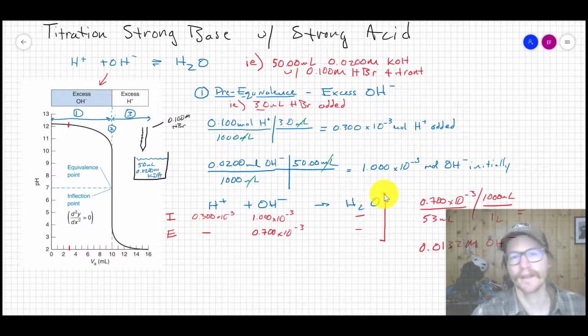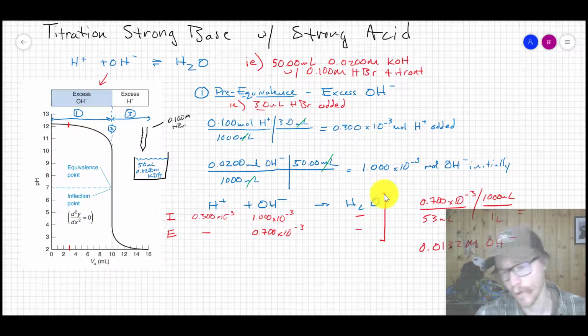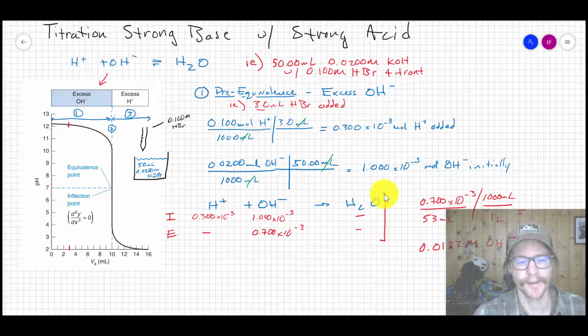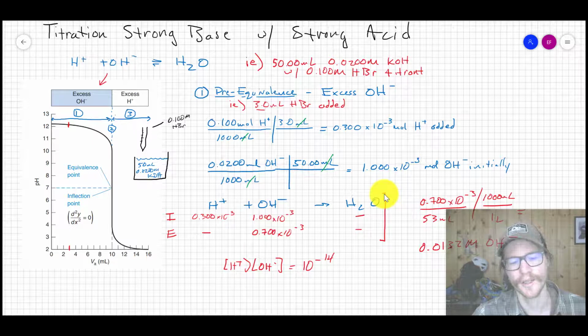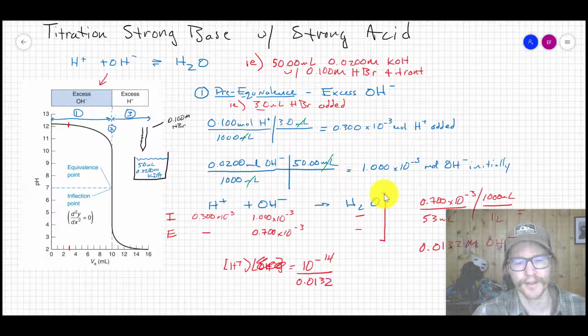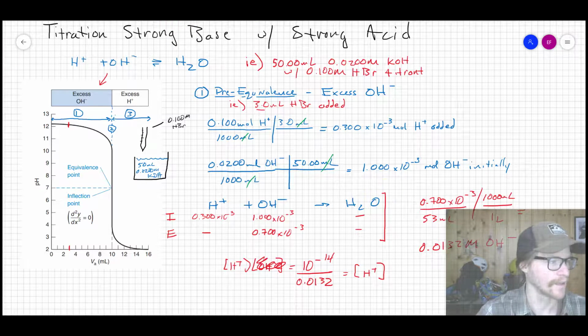So you can do this two different ways. You can either take the negative log of this and get pOH and then subtract that from 14 to get pH, or you can do that in the non-log space, which would mean to take the value, since we know that proton concentration times hydroxide concentration equals 10 to the minus 14, we could divide that value into 10 to the minus 14. So get rid of that. That becomes divided by 0.0132. That's going to be equal to proton concentration, and then take the negative log of that.